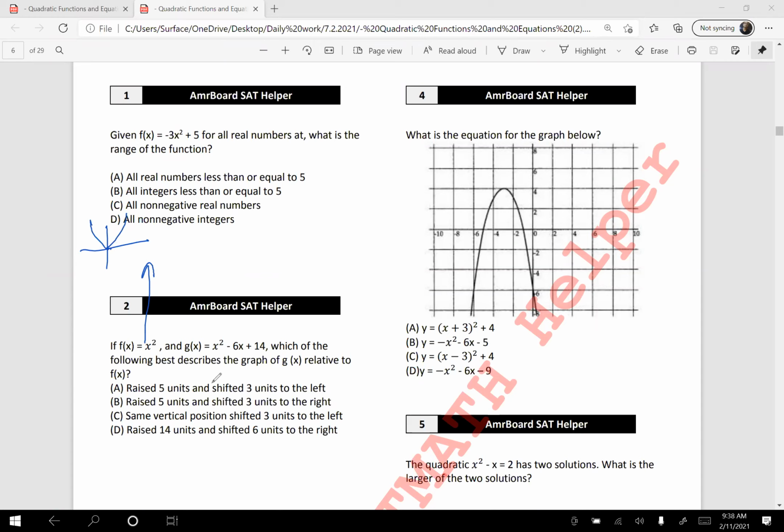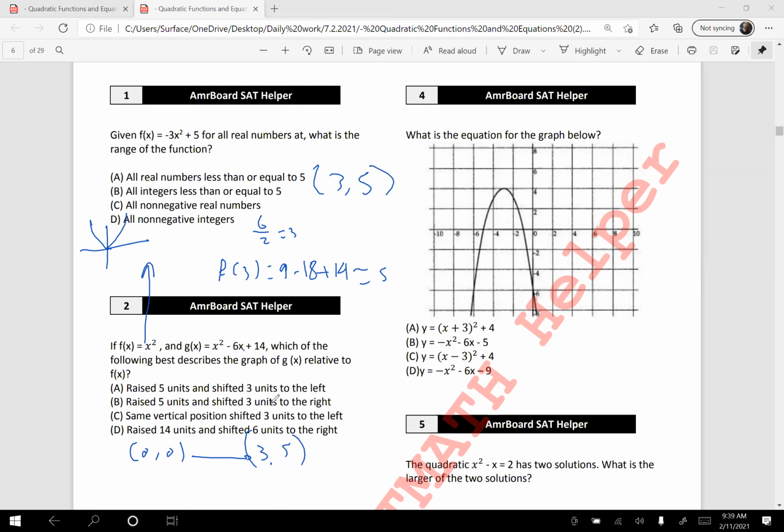And this one we have to find the vertex to know what is the transformation of the shift of this function. The vertex is negative b over 2a, so it will be 6 over 2 equal 3. And f of 3 equals 9, 6 times 3, 18, plus 14. So it will be 5. So the vertex will be 3 and 5. From 0 and 0 to 3 and 5, then this function is moved 3 units right and 5 units up.